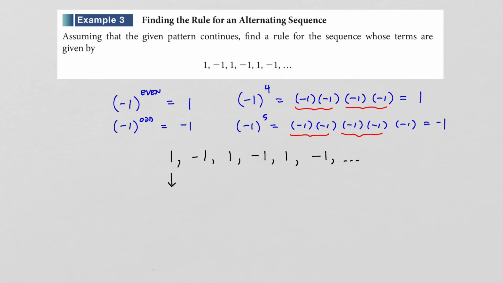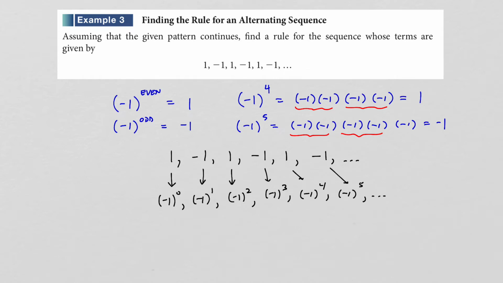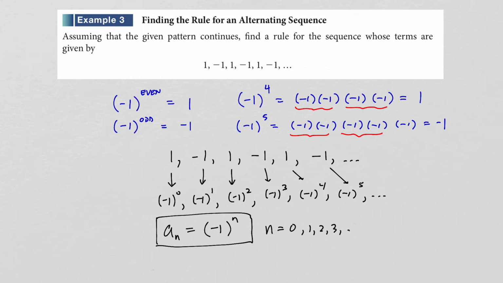So for example, I can think of the first 1 here as -1 to the 0. And then -1 can be thought of as -1 to the 1. And then the next positive one can be thought of as -1 squared. And then -1 cubed. And -1 to the 4th, right? And so this pattern works for all of these. And so the pattern is a_n is going to be -1 to the power n. And again, this is assuming that we start at n equals 0, 1, 2, 3.